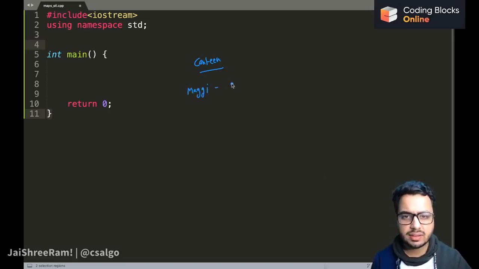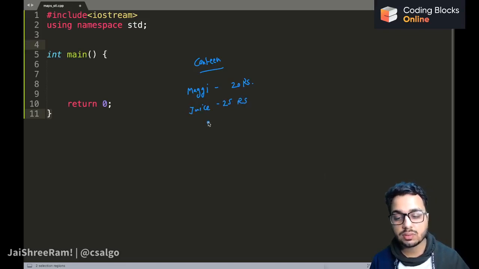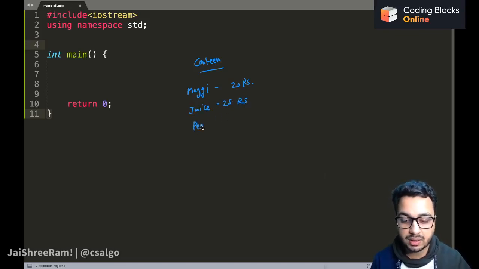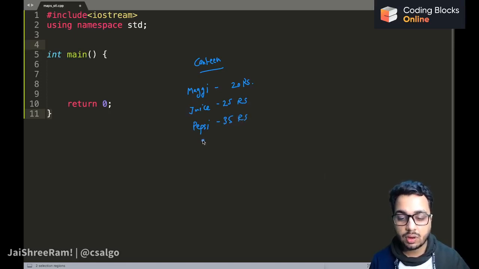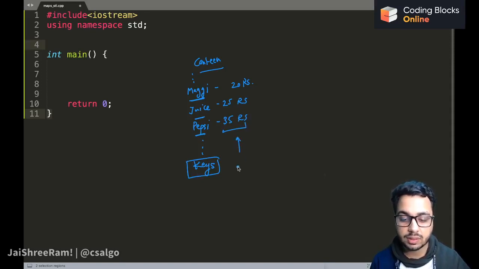He says okay, it's 20 rupees. You make certain other queries as well. What is the price of juice? He says okay, 25. You also ask what is the price of, let's say, Pepsi? And he says this is 35. So what happens is you give certain inputs. These are called keys, and for each key there is a mapped value.